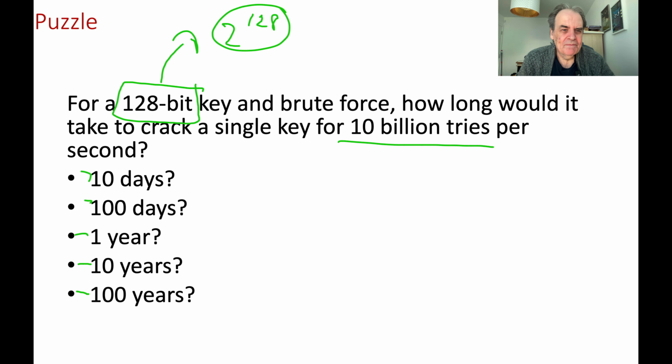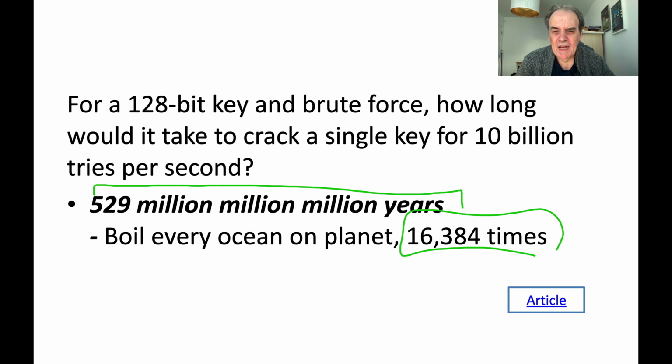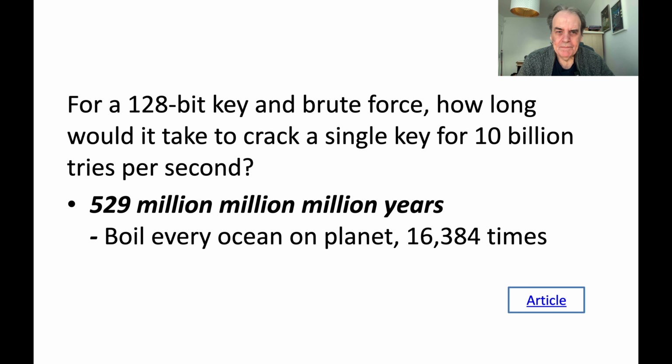10 days? Well, no. For that, it would take 529 million years to be able to find the right key. It would obviously take half that time on average, but that's still an awful long time. Okay, so brute force with a random key is unbelievably secure for 128-bit encryption. In fact, we would need all the energy to boil every ocean on the planet over 16,000 times to be able to find the encryption key.